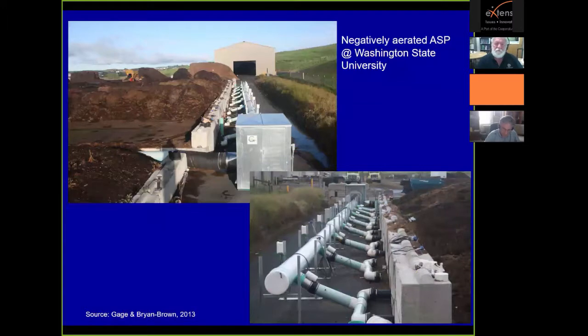This is the negatively aerated pile at Washington State University. Again, a negative aeration system manifold here, and treatment. So these are all, the minute the hot air hits this black part right here, it condenses. So you've got a condensate issue that you have to manage with these kinds of systems.